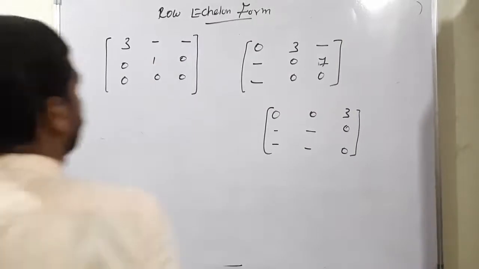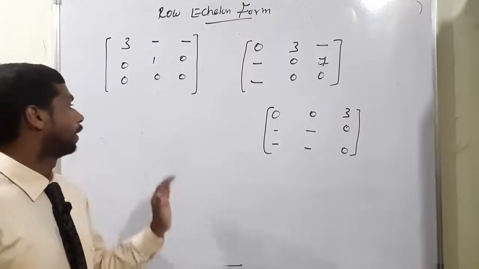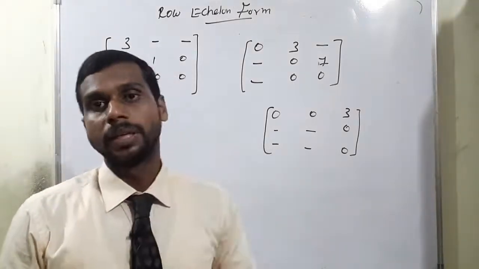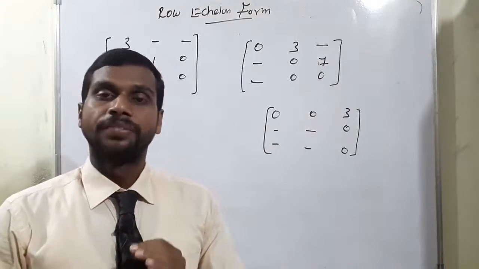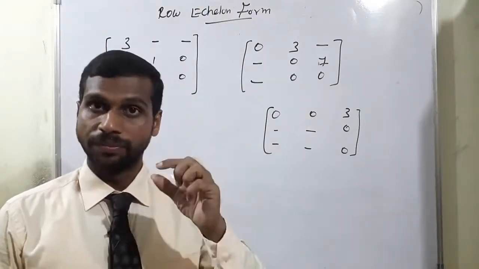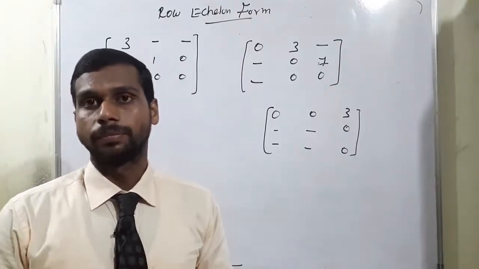I am moving to the second one, row echelon form. One of the important conditions, but very simple. What is the meaning of row echelon form? When starting the non-zero digit, the condition is that the terms under it should be 0.